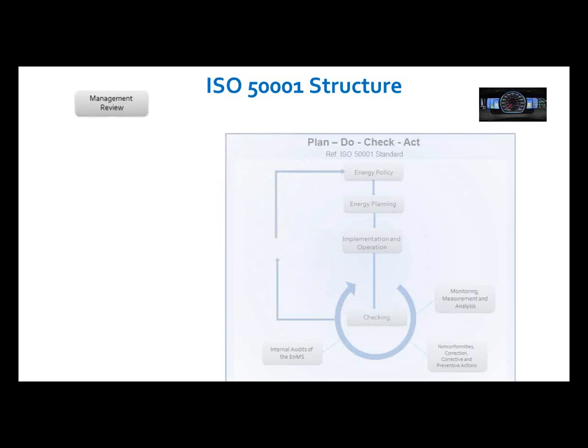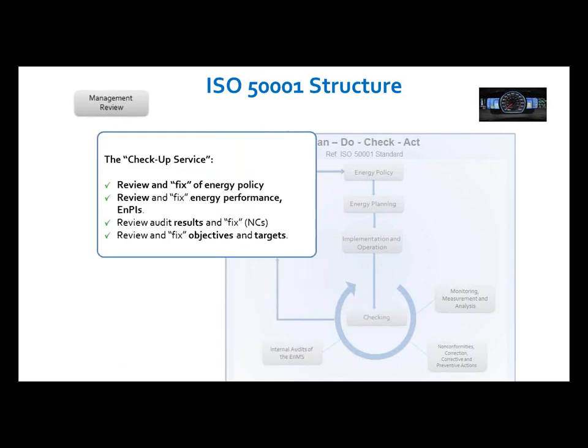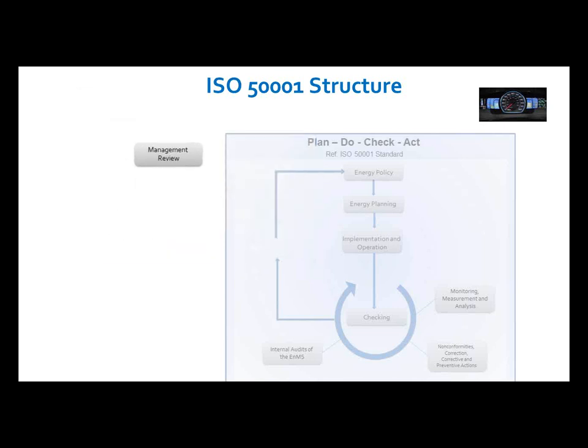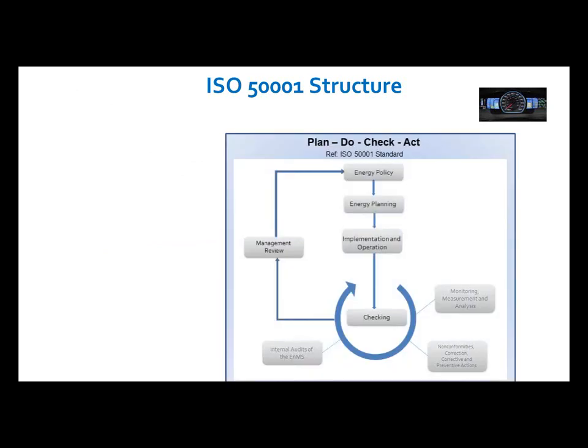And then the management review aspect is the checkup service, the annual checkup or the 6-month checkup of your car. You want to review and fix any issues around energy policy or energy performance. Have you achieved the energy performance that you expect to achieve? Are your EMPIs the right EMPIs, do they help you to achieve that energy performance that you want to achieve? And then also reviewing audit results and fixing any issues around the energy management system itself, and review and fix objectives and targets. So that's just a quick overview of the ISO 50001 structure.